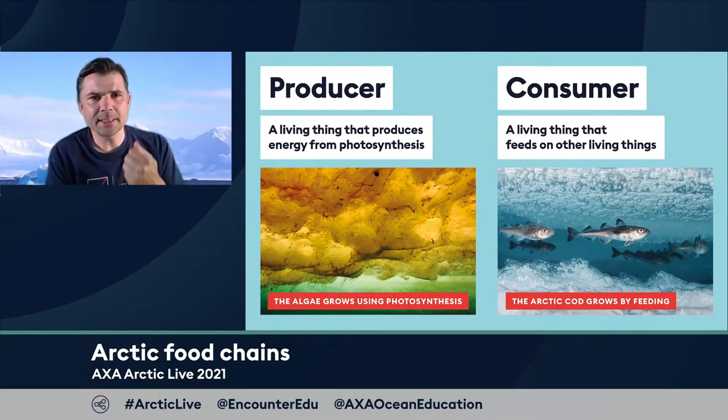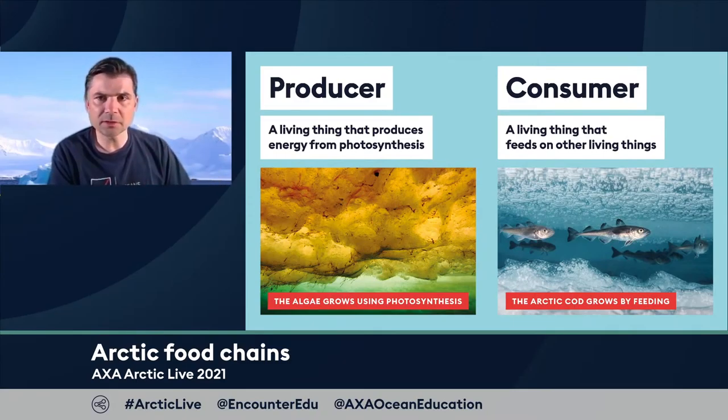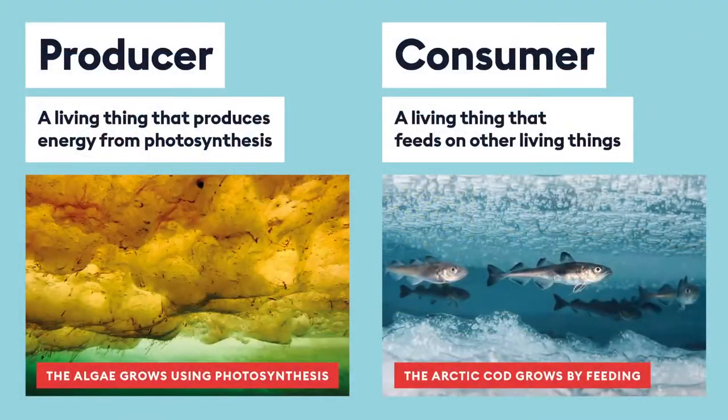A producer is a living thing that produces energy using the sun. So if we think about living things that use the sun to produce energy, we have plants, we have all the grass, we have trees, we have the algae in the ocean, both microscopic algae, microalgae, micro meaning small, and macroalgae, macro meaning big, and that's a seaweed that we would be able to see when we go down to the beach or to the shore. So producers, those living things producing energy from sunlight, using the sunlight to grow. You may have covered the process of photosynthesis in class, and that's what we're referring to here.